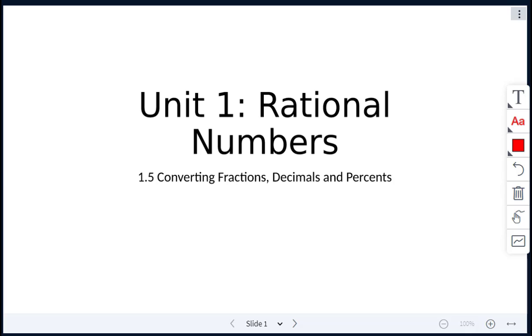All right, so today's lesson we are looking at 1.5, which is converting fractions, decimals, and percents. So we'll be converting, for example, fractions to decimals, decimals to fractions, fractions to percent, percent to fractions, decimals to percent, percent to decimals, and lastly we'll also look at converting repeating decimals to fractions.